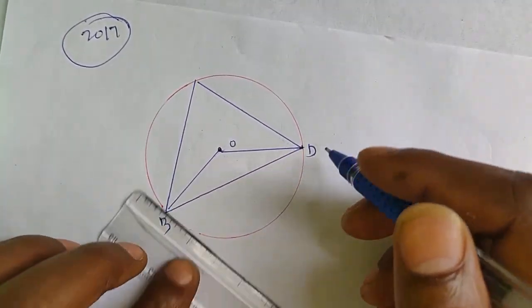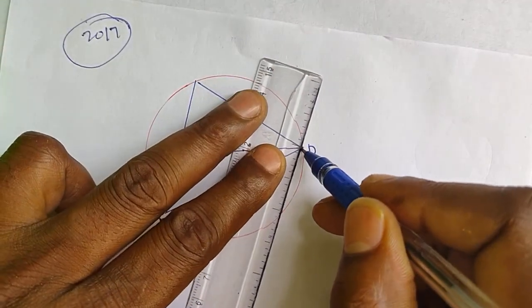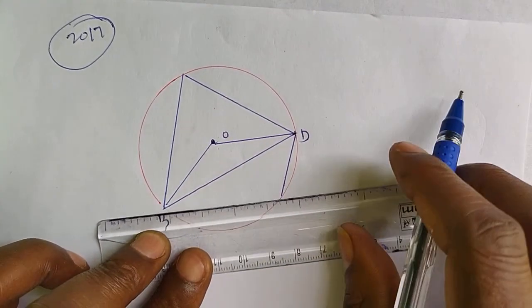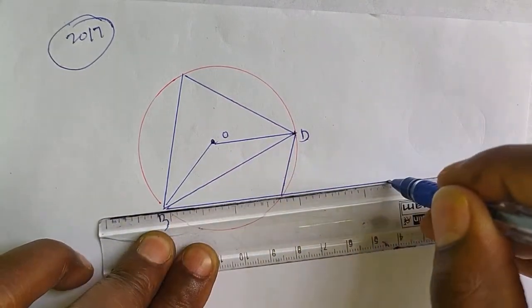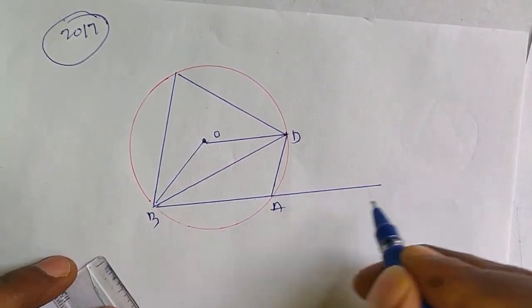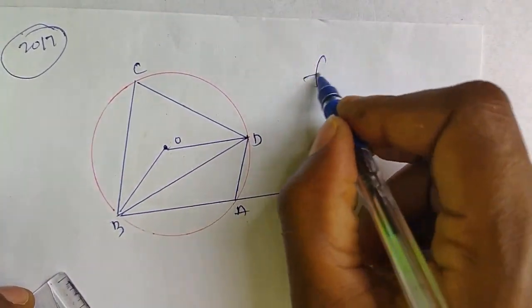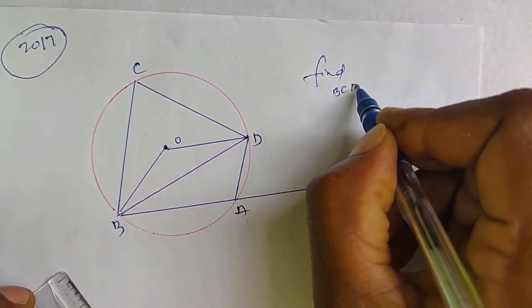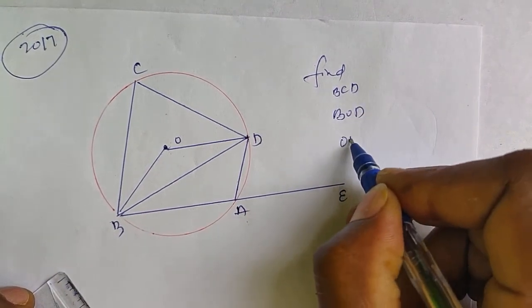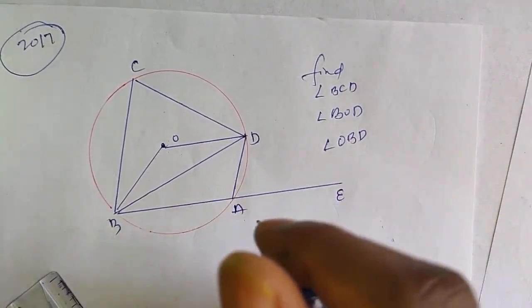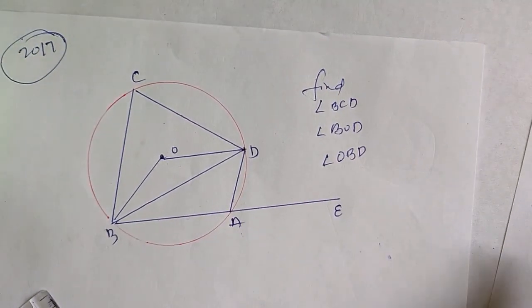If diameter is given, one advantage is that you can straight away mark 90 degrees. That is the use of the diameter given. So this is the problem figure. To be found are BCD, BOD, and OBD. There are 3 unknown angles for 4 marks. This is a 2017 year problem.